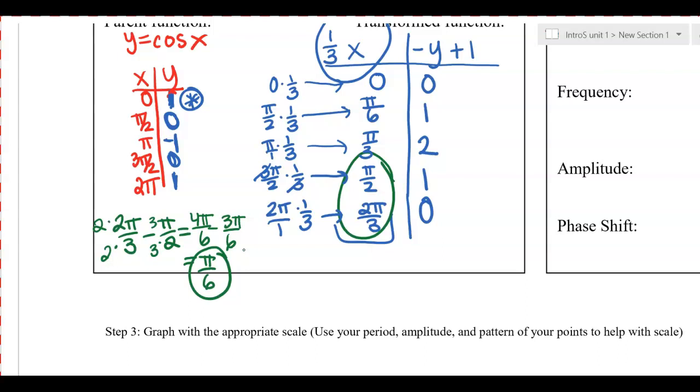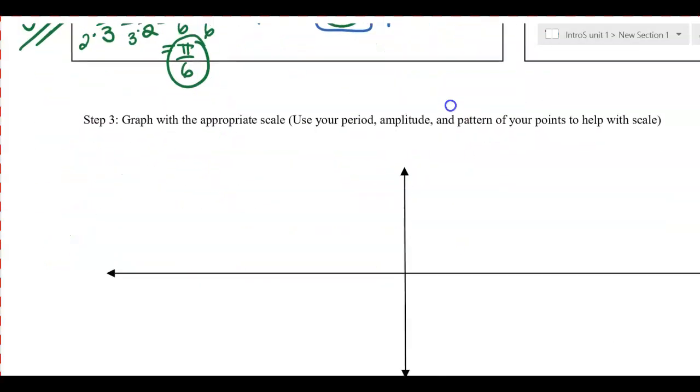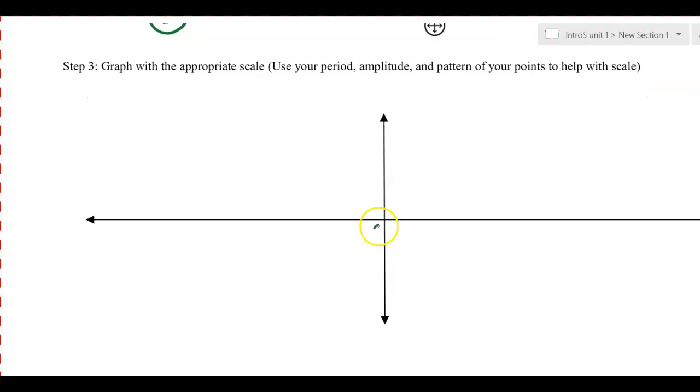So the reason I'm telling you this is this will help you scale your graph. What should I number my x-axis by? I should number my x-axis by pi over 6's. And if I do that, I should see this sequence of numbers show up in there, because that's how far apart they are. Okay? So when I get to my graph, I'm going to choose 0. And then as the next number after 0, I'm going to choose pi over 6, because that's how far apart all my x's are.